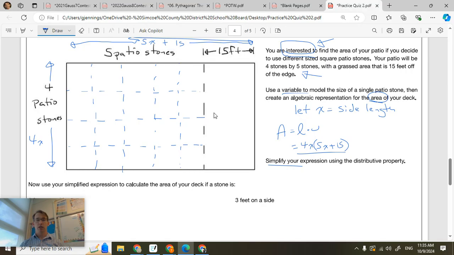I could be wrong, but it says in the question that it's a different size square. Oh, no, sorry. What I was trying to suggest was you don't know how big of a patio stone you're choosing yet, but they are squares. So it's a variable. That's what I was going for with different: variably sized patio stones. And you're going to investigate how big your deck will be with the different sized options.